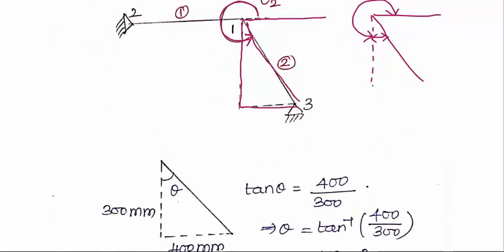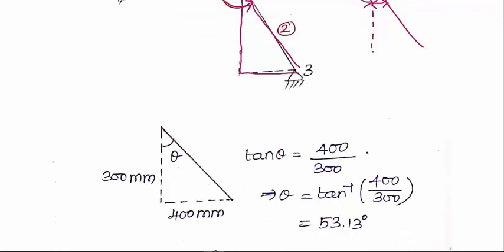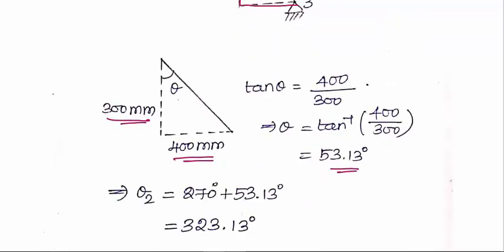If we consider only this triangle, this is theta. The opposite side to theta is 400 millimeter and the adjacent side is 300 millimeter. These data are given in the problem. From these data, we can calculate the value of theta as tan inverse of 400 by 300. The value is 53.13. So theta 2 from the reference is 270 degrees plus 53.13. So the theta 2 value for the present case is 323.13 degrees.